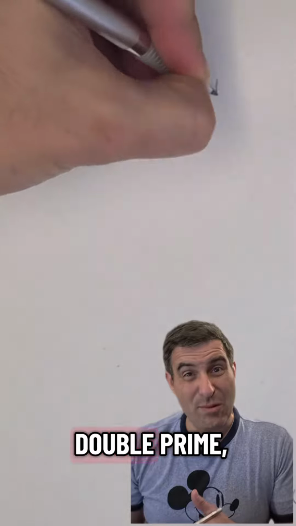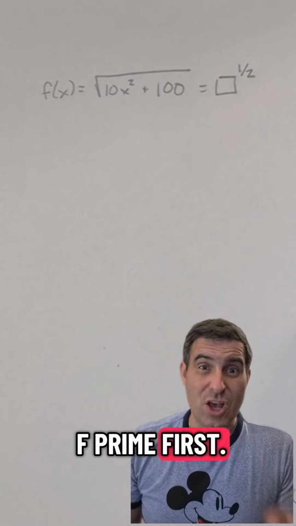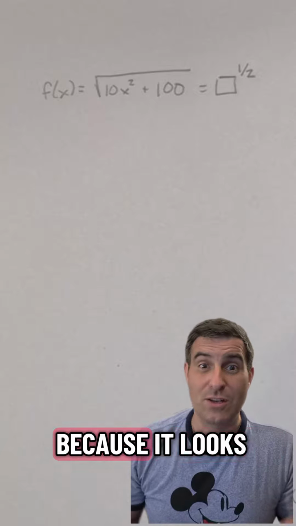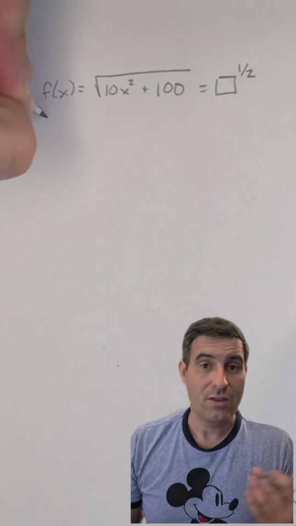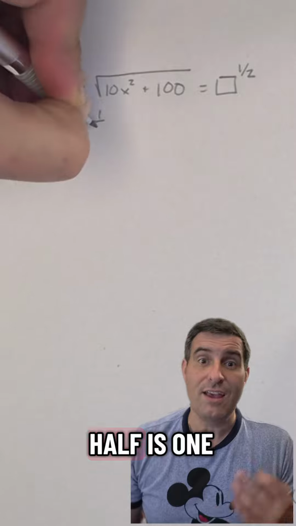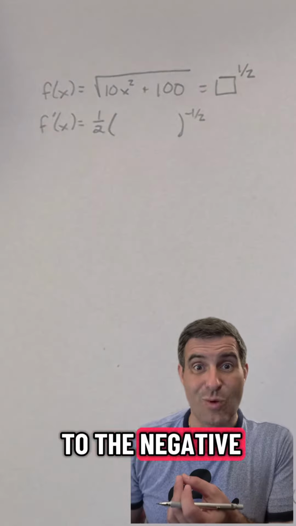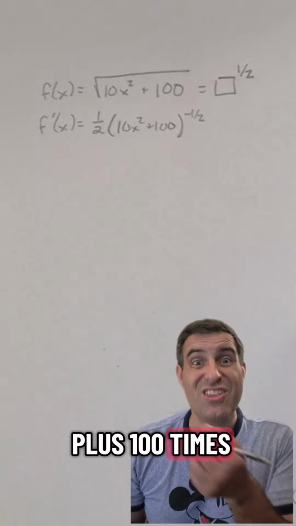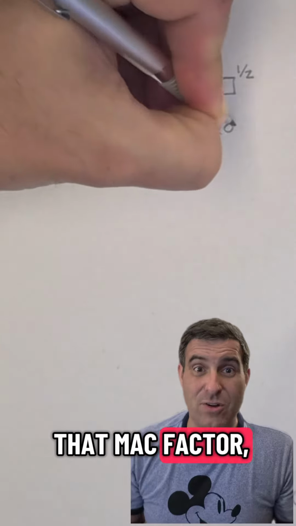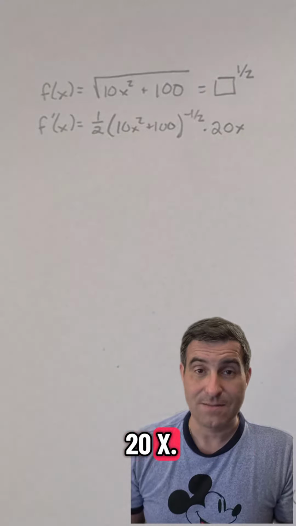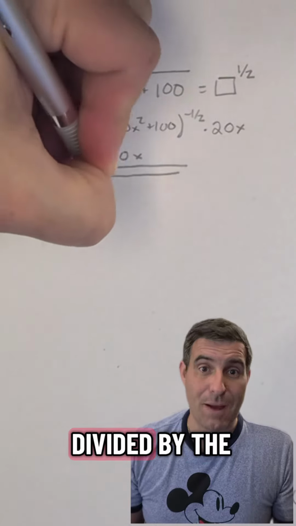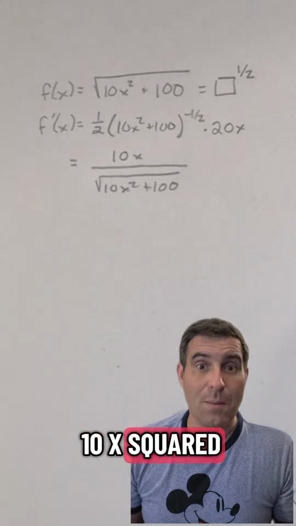Well, in order to find f double prime, we've got to find f prime first, so we have to take the derivative, and this is a chain rule question. It's pretty clearly a chain rule question because it looks like something to the 1/2. The derivative of something to the 1/2 is 1/2 something to the negative 1/2. That something is 10x squared plus 100 times the derivative of the inside, that chain factor, which gives us 20x. Simplifying, we get f prime is equal to 10x divided by the square root of 10x squared plus 100.